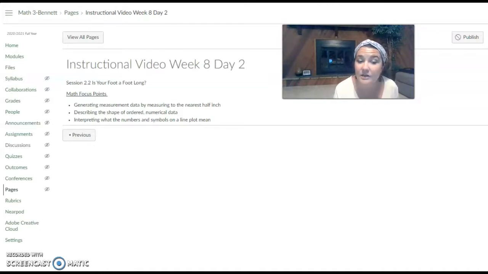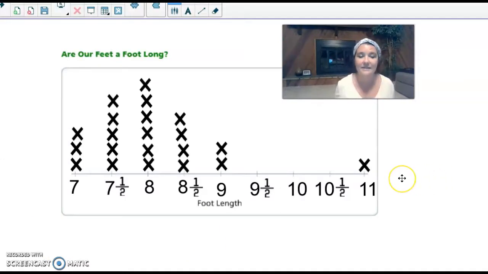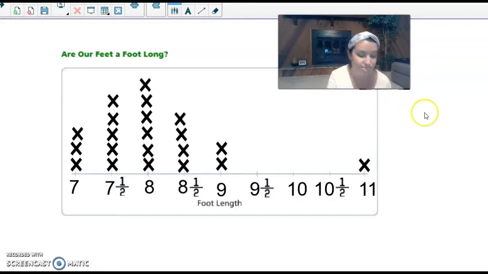We were continuing to work on interpreting what the numbers and symbols on a line plot mean. So we're going to do that right now, looking at our line plot data, okay? All right, so here is the data from my class of how long their feet are. So take a moment and I want you to analyze the data on the line plot. Remember, analyze means to study, to learn from, okay?